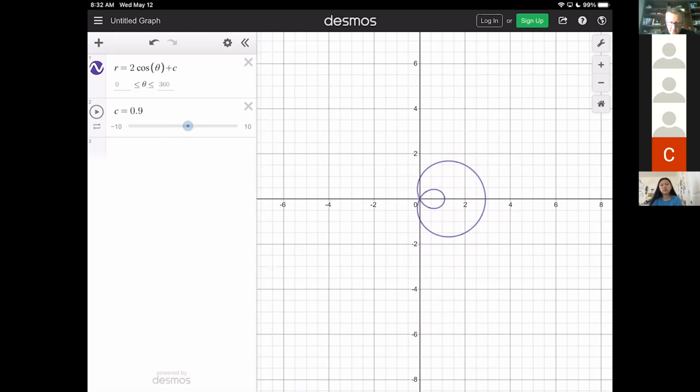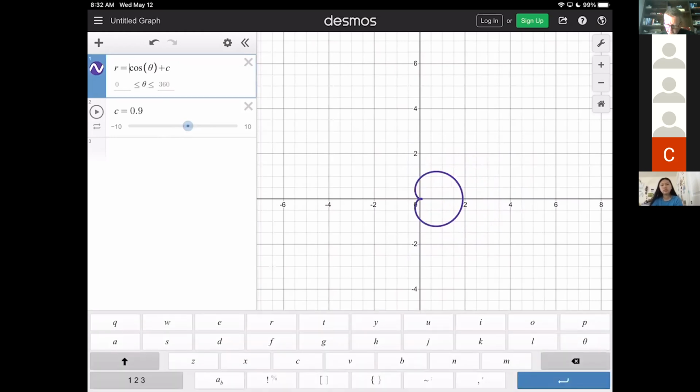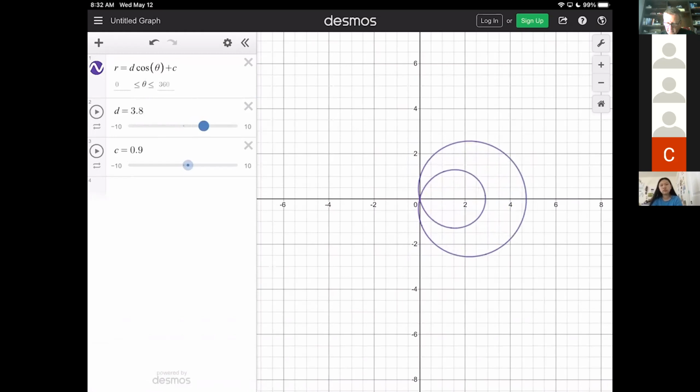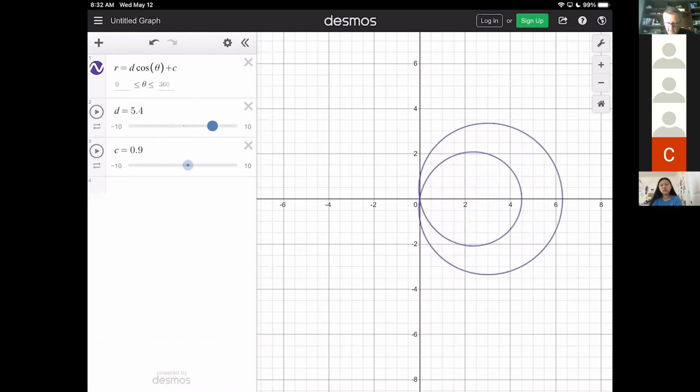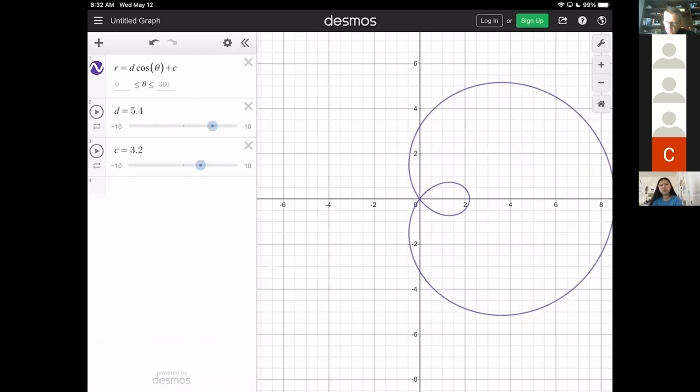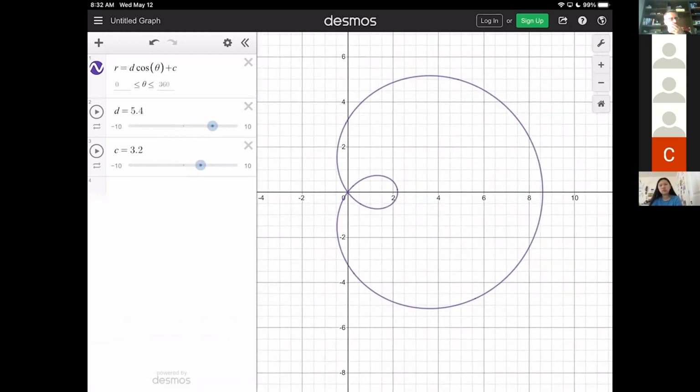And then I wonder what that 2 is doing over there. So the beautiful thing about Desmos, I'm going to say D, and then it says make a slider for that. So then I slide that around, and it's like, oh, okay, so D changes the size. And this class of equations kind of looks like that. So D controls the size of it, and C kind of controls the loop-de-loop section of it.